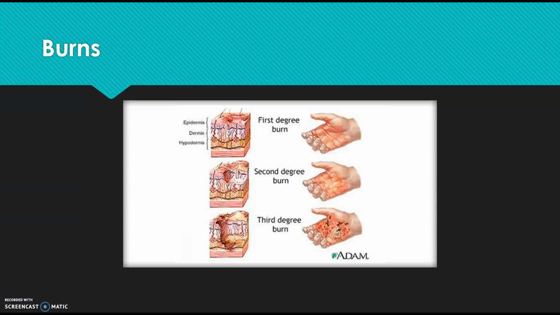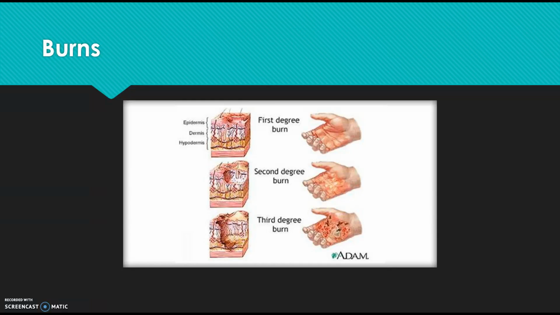Second degree burns are considered partial thickness burns. They involve the epidermis and part of the dermis layer of the skin. So, it goes down into the dermal layer here. The burn site is red, blistered, and can be swollen or painful. It's not uncommon to get second degree burns from sunburns. If you have a blistering sunburn, that's considered a second degree burn. So you can have some pain, considerable pain, with a second degree burn.